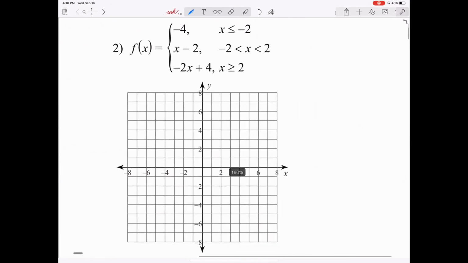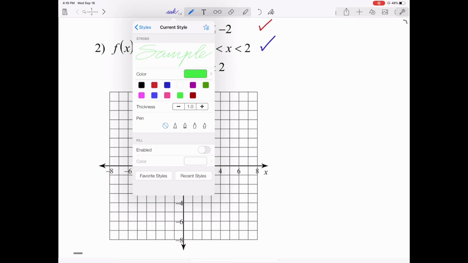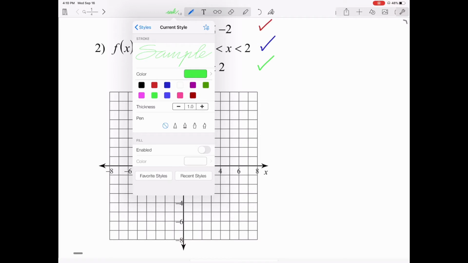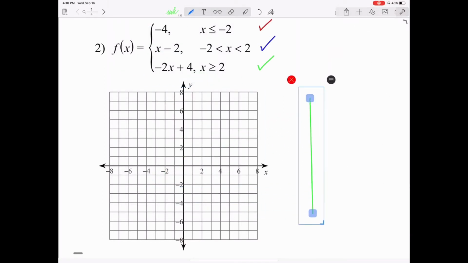So for this one, it looks a little more complicated. The good thing is most of the parts are easy to graph. So I will choose, let's do this one in red. We'll do that middle one in blue, and we'll do this last one in green. Okay. All right, so let's graph the green one. It doesn't really matter which one you use first anyway.